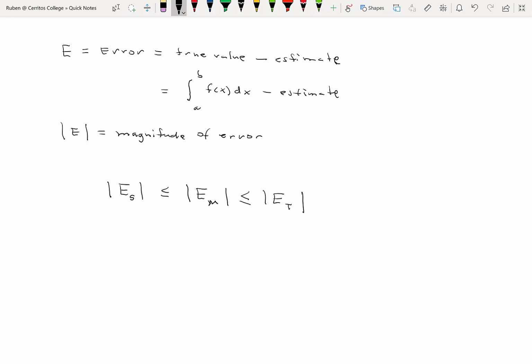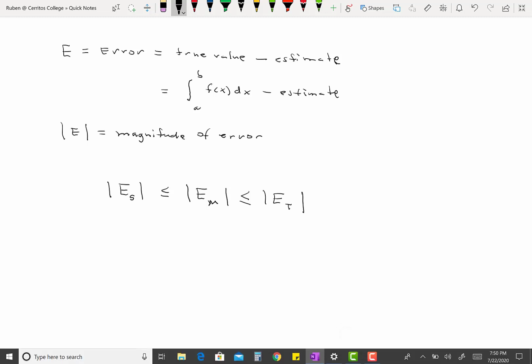So our next task then is to start looking at the formulas, or some formulas for these error magnitudes, and use them primarily on our same integral from 1 to 2 of 1 over x dx. So let's take a look at these formulas.